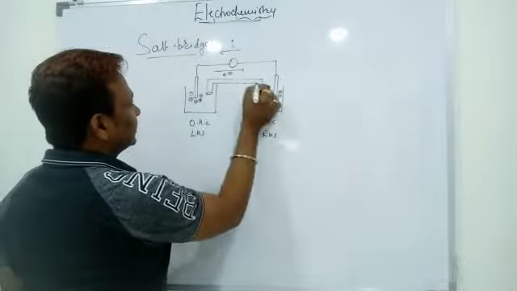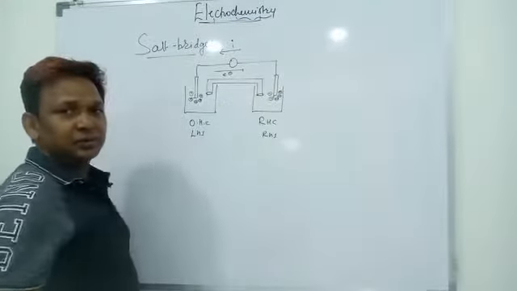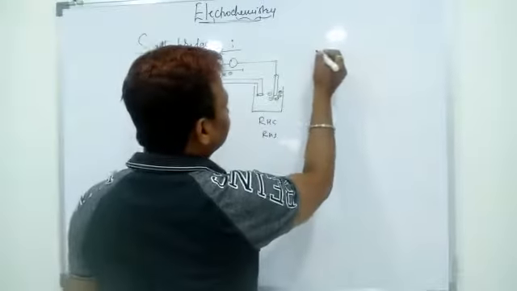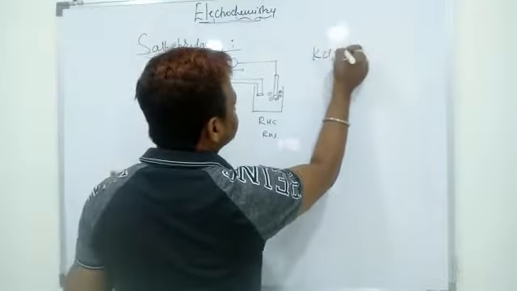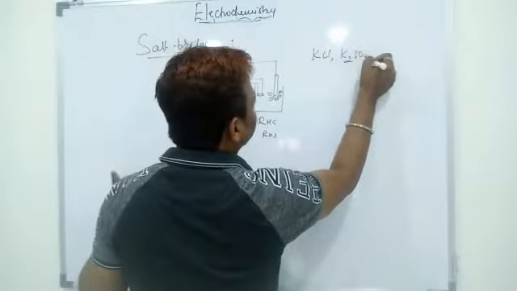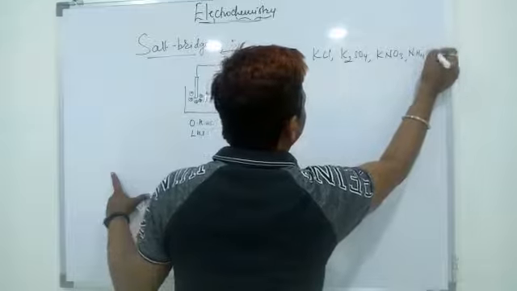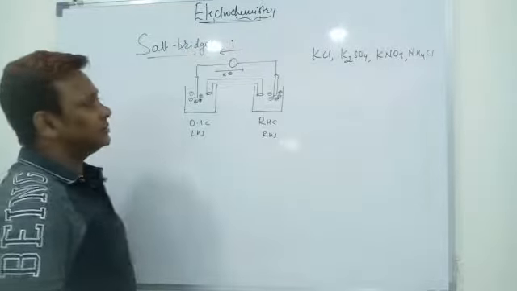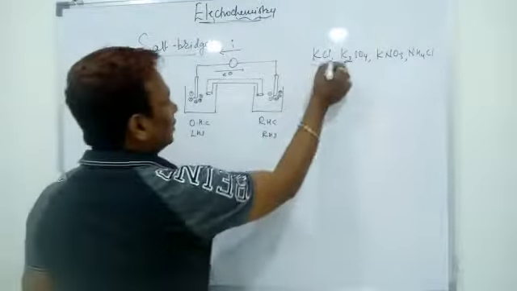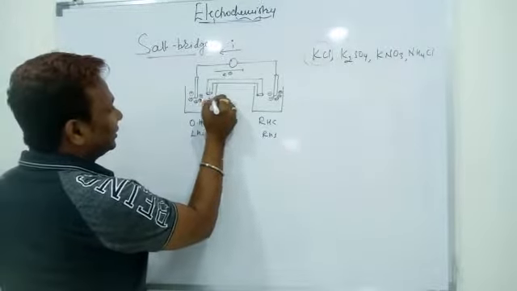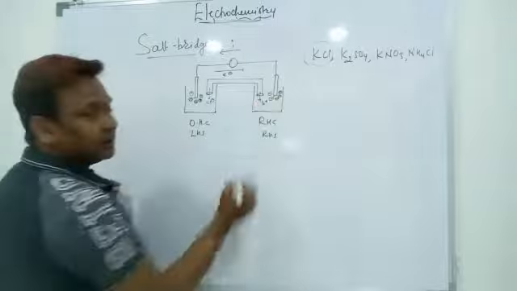Salt bridge is an inverted U-shaped glass tube containing inert electrolyte. What is the inert electrolyte? It may contain KCl, it may contain K2SO4, it may contain KNO3, or it may have NH4Cl. Any of these electrolytes may be present in it. Consider the salt bridge contains KCl. Means from here Cl minus will enter and from here K plus will enter.